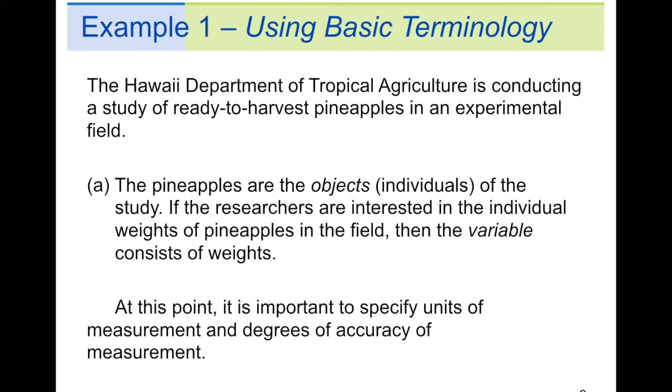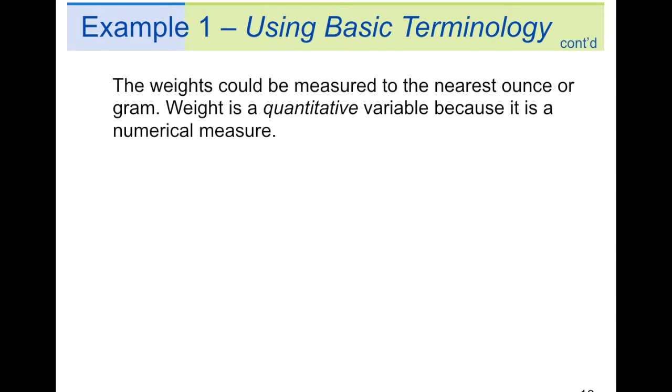At this point, it's important to specify units of measurement and degrees of accuracy of measurement. So in this case, if you're dealing with weights, you probably want to be in pounds unless you're using a different unit, but whatever the units are in. Degrees of accuracy is essentially how many decimal places you rounded to, like, I rounded to 4 decimal places, or with 4 degrees of decimal accuracy, that sort of thing. The weights could be measured to the nearest ounce or gram. Weight is quantitative because it's a numerical measure, because there's a number.